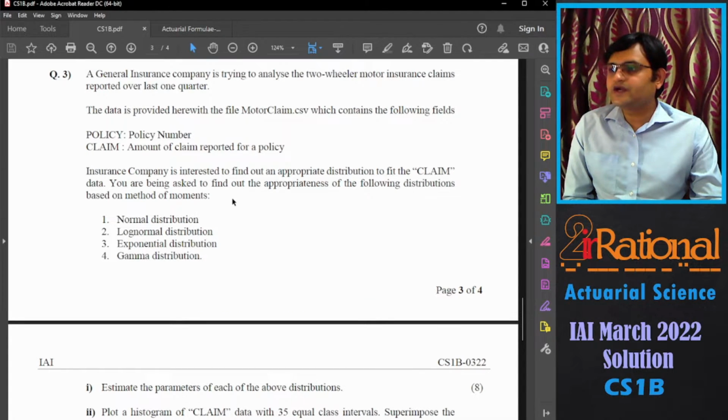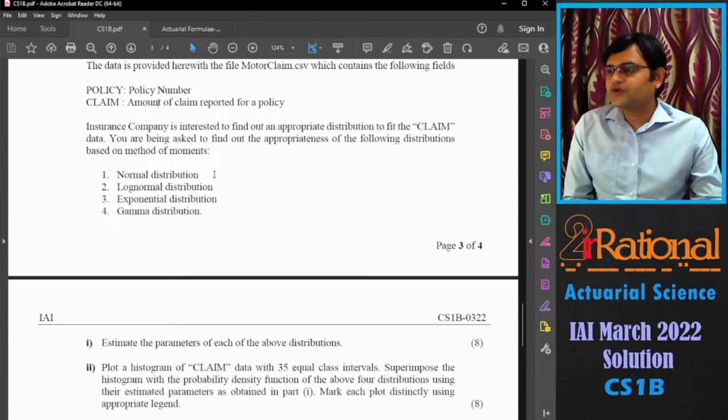The insurance company is interested to find out an appropriate distribution to fit the claim data. You are being asked to find out the appropriateness of the following distributions based on the method of moments. So we have normal distribution, log normal, exponential, and gamma distribution. Normal distribution, very straightforward. We'll just compare mu and sigma with the mean and the standard deviation.